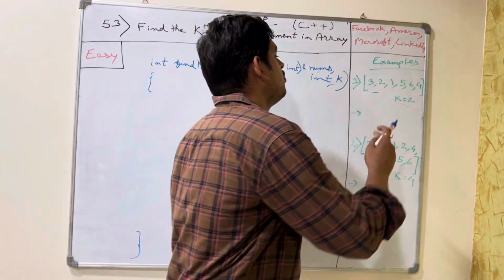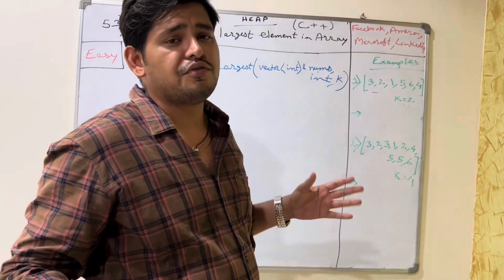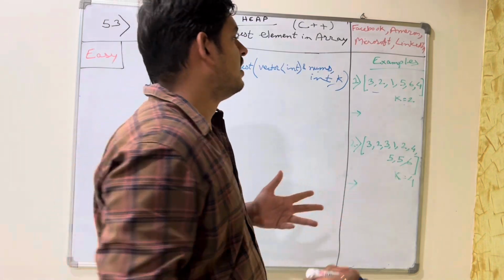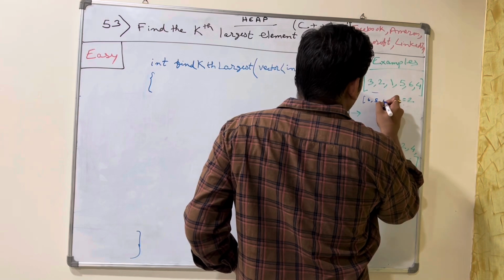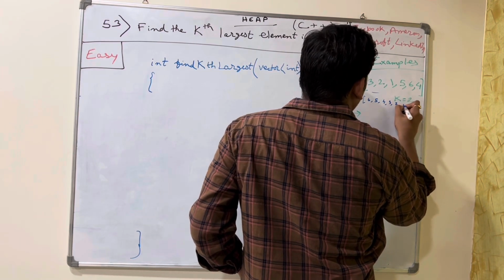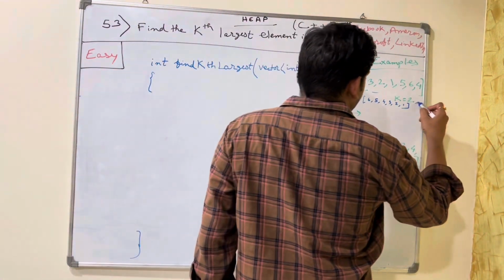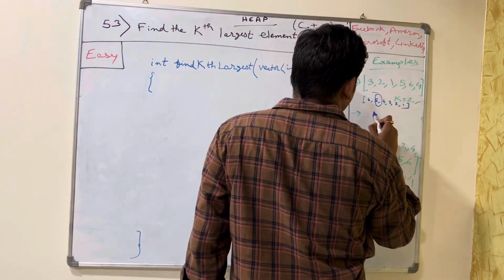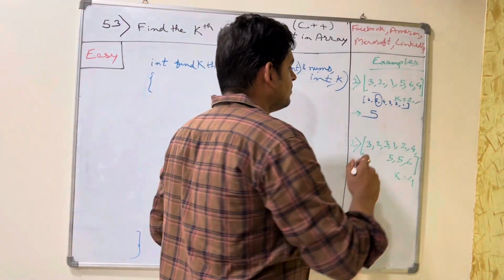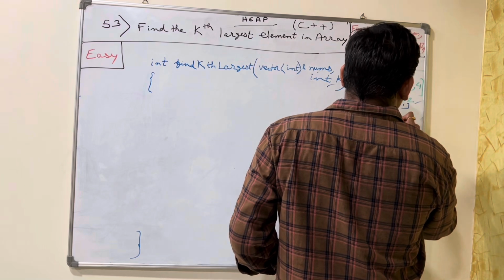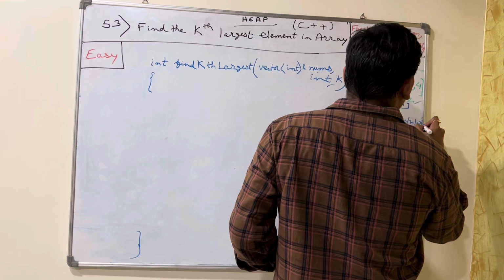Or otherwise, you can sort the array. If you sort it in descending order, you will get the elements in the order 6, 5, 4, 3, 2, 1, right? Then if you need to find the second largest, k is 2, so the second largest would be 5. So you will return 5. This is one way to solve this problem. Since we are using sorting, the time complexity would be order of n log n in the worst case, right?